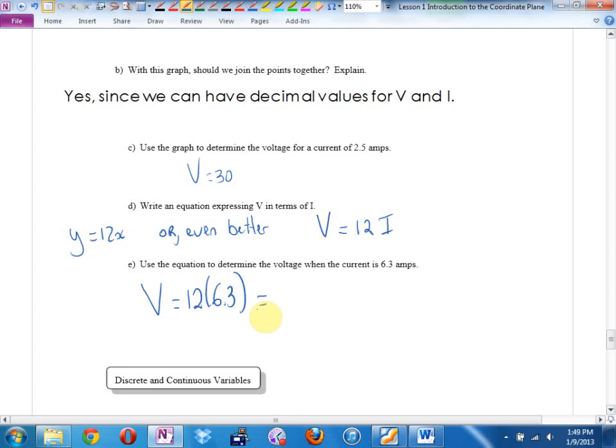Brady, in answer to your question earlier, do I need a calculator? Depends on who you are, mister. I can do decimals in my head. 76 volts. 75.6 volts.